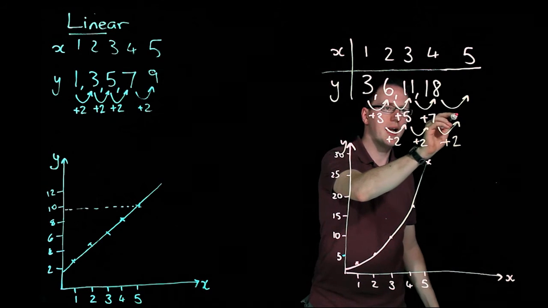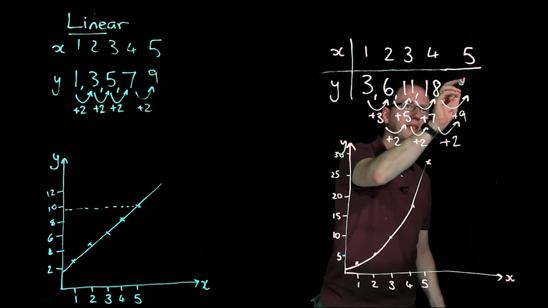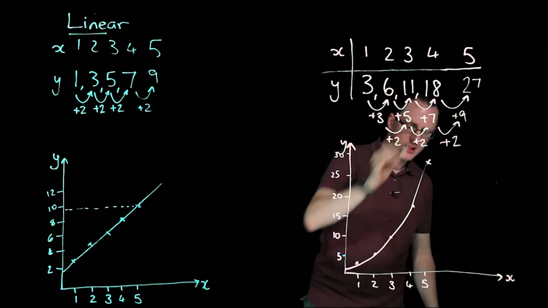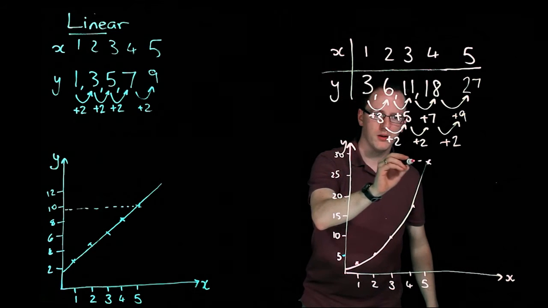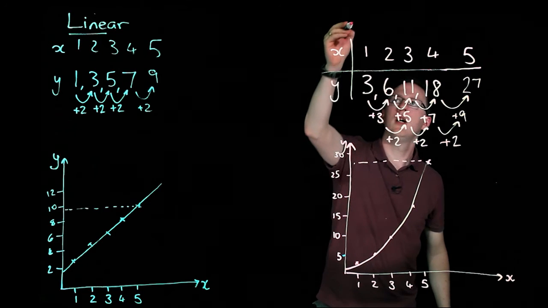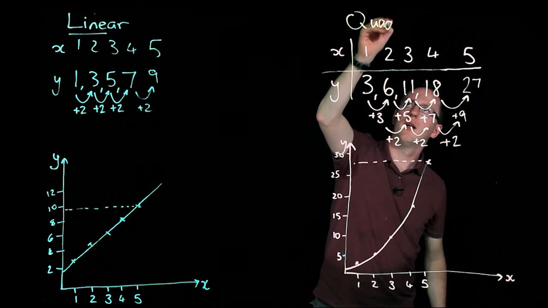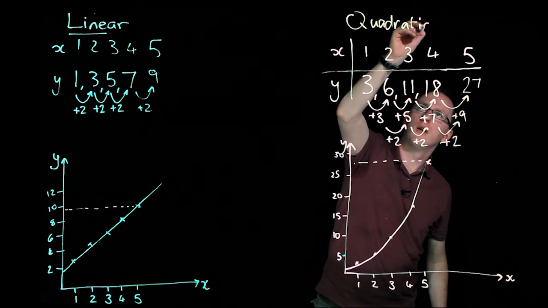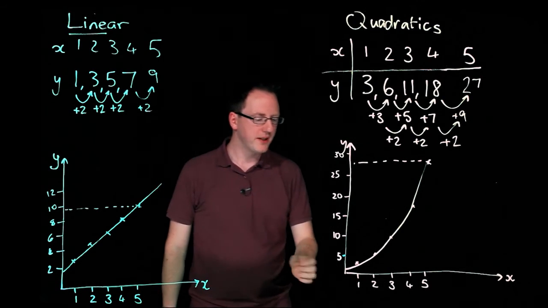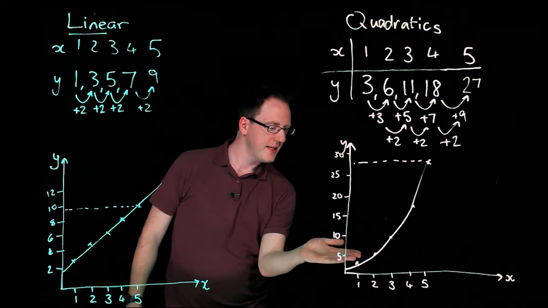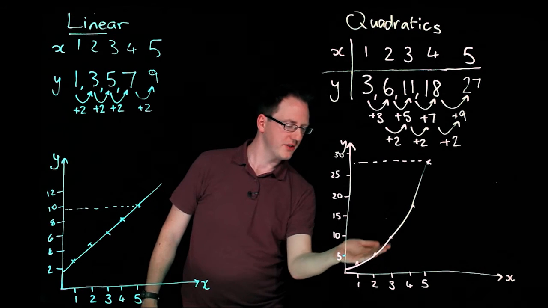7 plus 2, which is 9. 18 plus 9, which is 27. So this point here should be 27, which is here, which looks about right on our graph. We call those quadratics. So we can tell it's a quadratic because it's increasing in this curved way. It's faster and faster and faster.